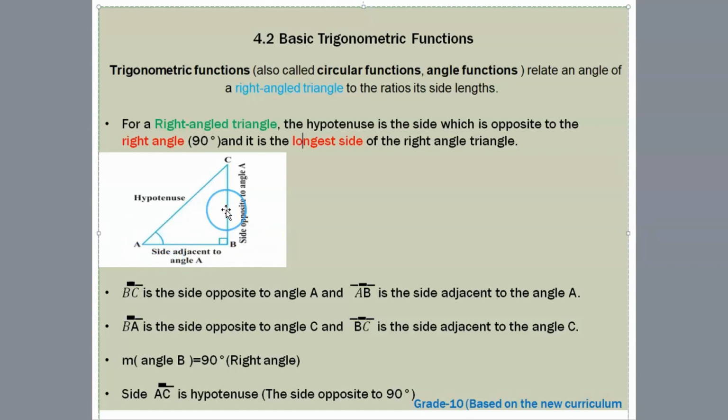For example, for angle A, the side that is opposite to angle A, meaning side BC, it is what? It is a side that is opposite to angle A. Side opposite to angle A.